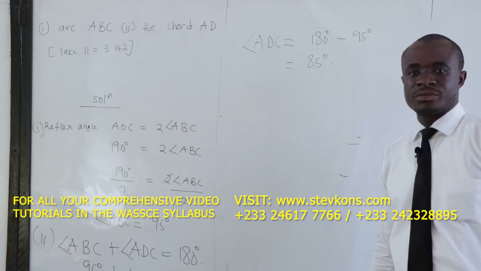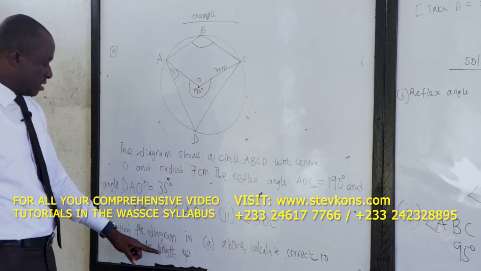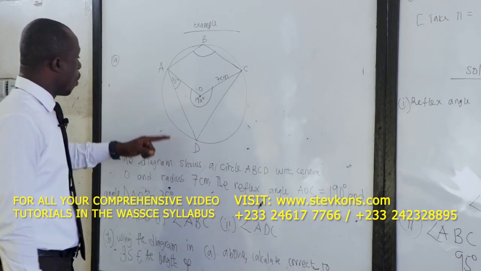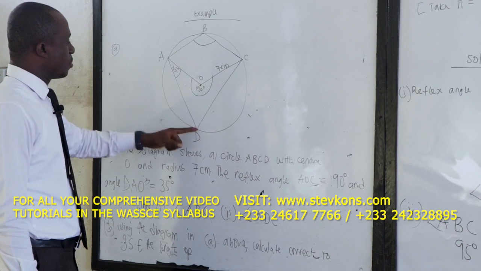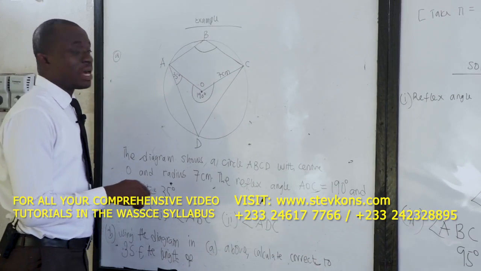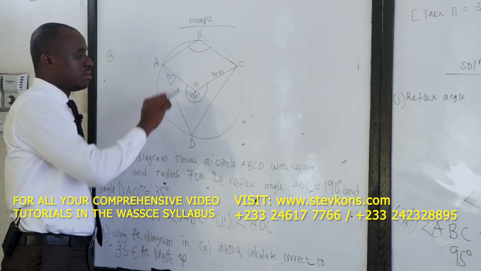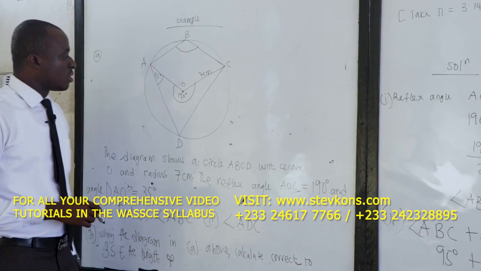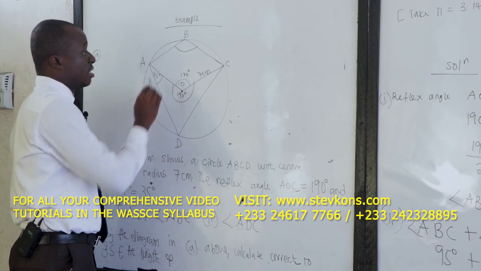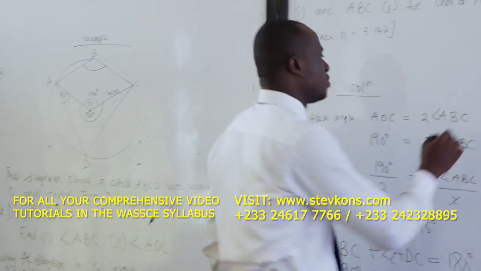Now let's see that B says that using the diagram in A above, calculate correct to 3 significant figures the length of the arc ABC, and then the chord AD. I also want to find this chord, which is AD. Now, the first one, arc ABC. For an arc, there's a sector. So you can see sector AOC. We know this is 190, but the whole thing should be equal to 360. So 360 minus 190, this side will be 170 degrees, and we know the radius to be 7 centimeters, then we'll be able to find the arc that is ABC. So let's demonstrate it. That is the first one.